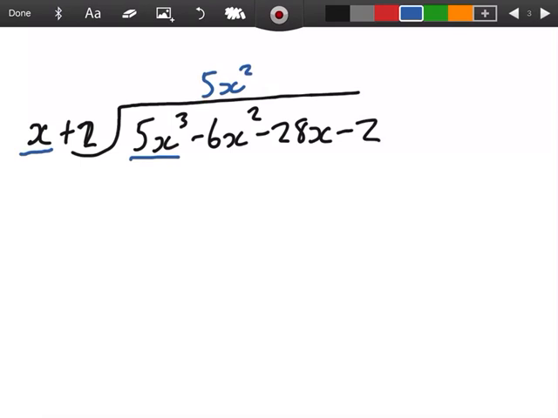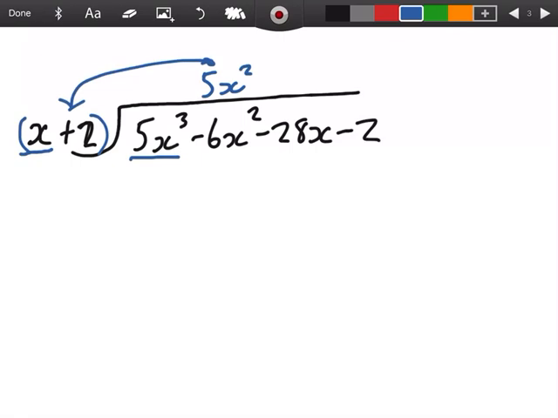Okay? Because we align the x terms with one another. So if it was like 5x, we'd put it here. Or if it was still cubed, we'd put it here. But it's x squared, so we put it there. And now the next step is to times 5x squared by everything in the brackets.